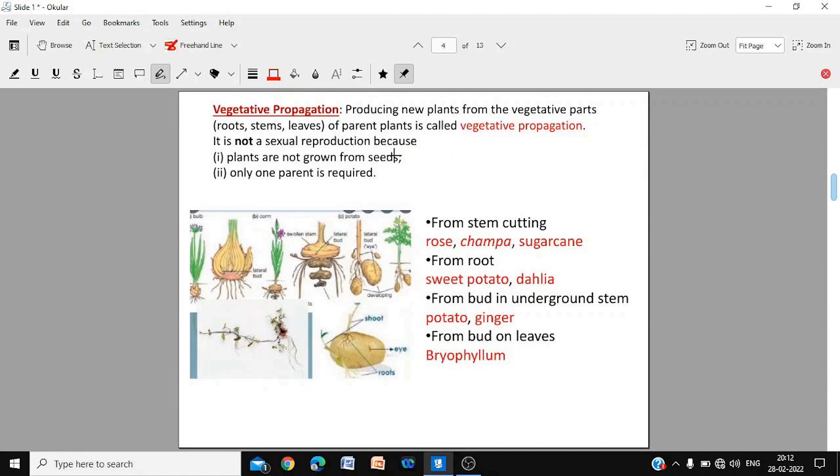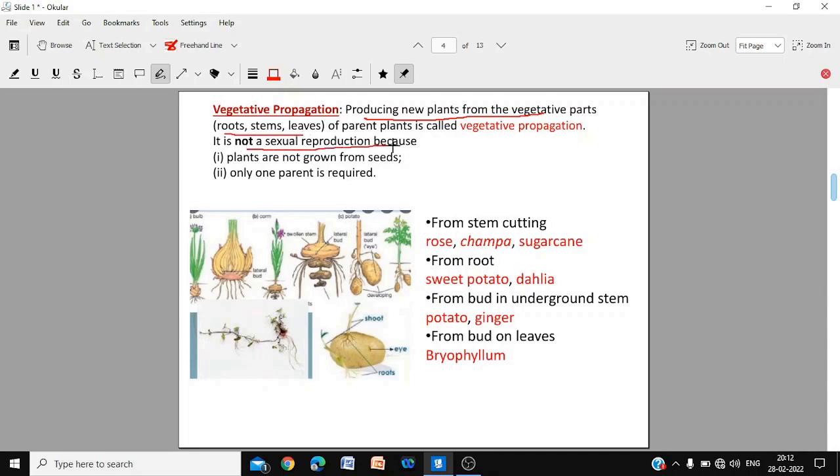First, vegetative reproduction. Producing new plants from the vegetative parts is called vegetative propagation. You have to produce new plants from the vegetative parts of the parent plant body. And we have already seen that the vegetative parts are root, stem, leaf. It is not a sexual reproduction.